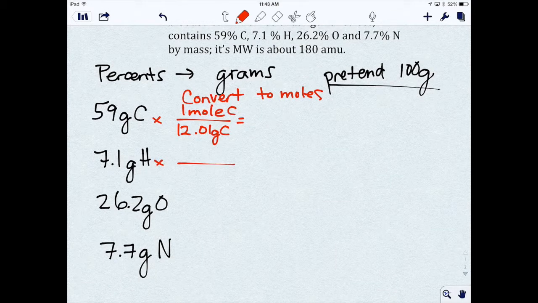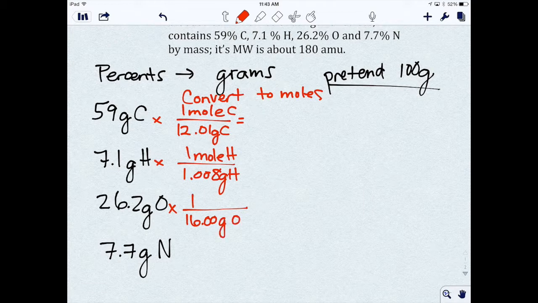So, okay, we have the molar mass of carbon. That was 12.01. Now hydrogen is 1.008. Oxygen is going to be our lovely 16.00. Don't forget to write all of your units. It's very important to write out everything. It helps you keep track of stuff. 14.01 for nitrogen. Here we go.